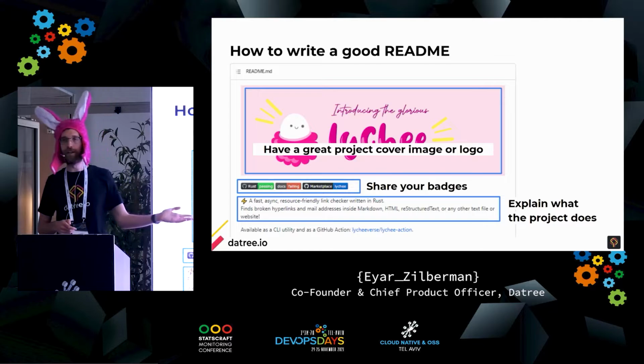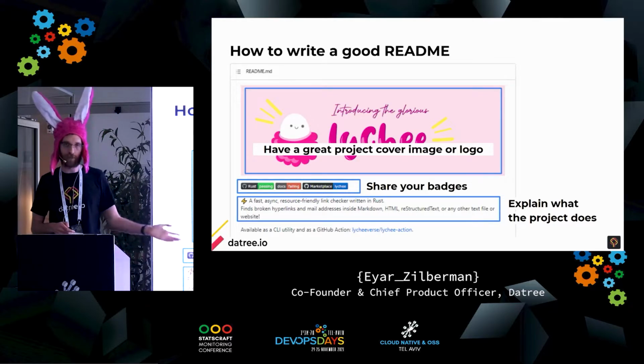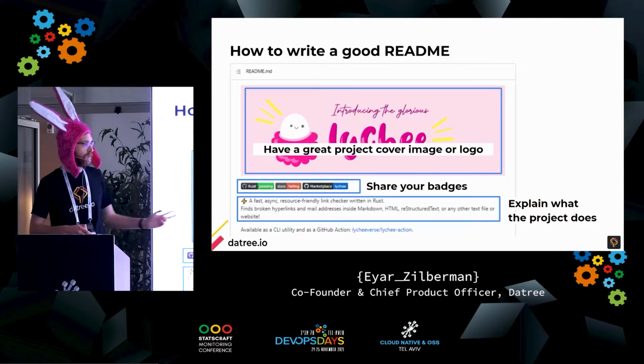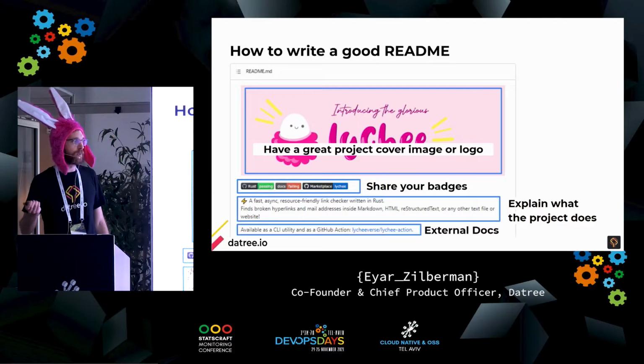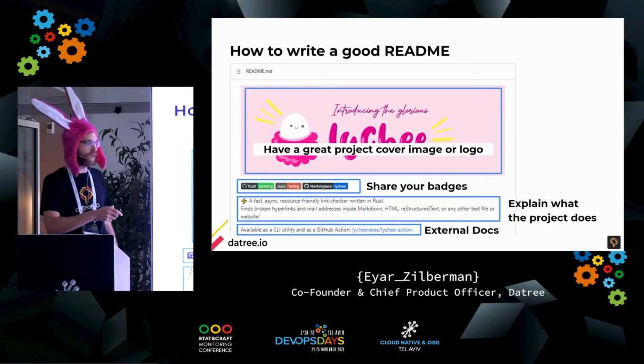Explain really, really simply what the project is doing. We talked about it, and this is the right place to put it. Two sentences explaining exactly what this project is doing. If you have external documentation, it's really important to put it right on the top.